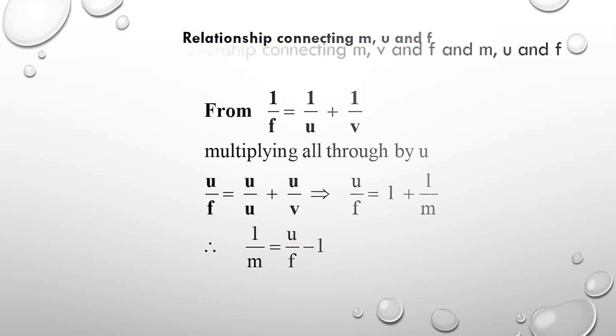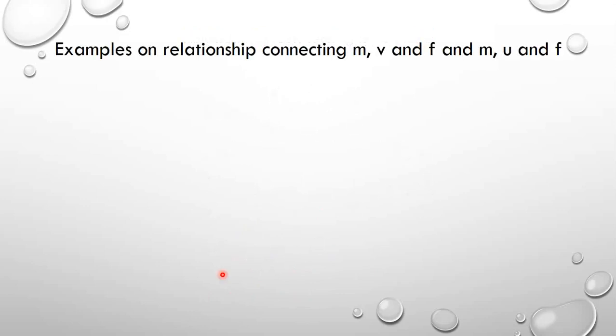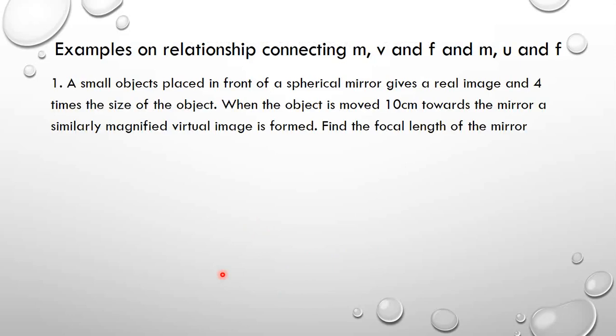Let's look at the examples on that. Our first example: a small object placed in front of a spherical mirror gives a real image 4 times the size of the object.